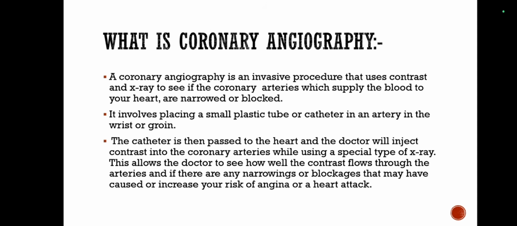So it involves placing a small plastic tube or catheter in an artery in the wrist or groin. The catheter is then passed to the heart, and the doctor will inject contrast into the coronary arteries while using a special type of X-ray. This allows the doctor to see how well the contrast flows through the arteries and if there are any narrowings or blockage that may have caused or increased your risk of angina or a heart attack.